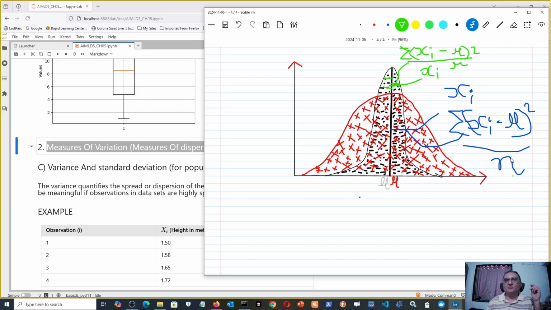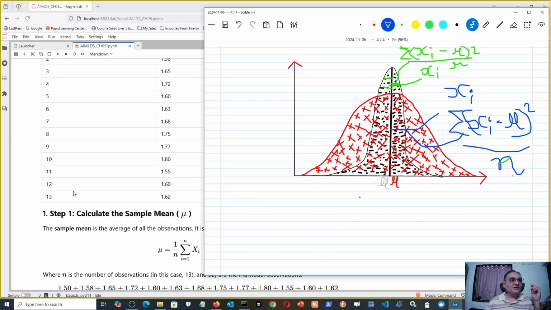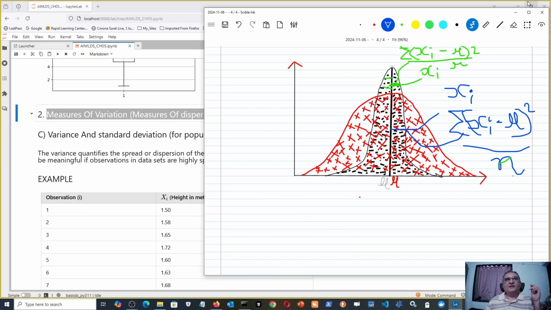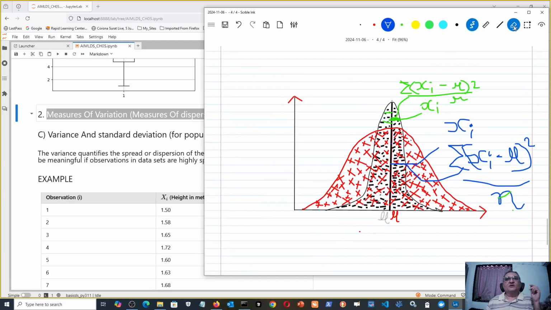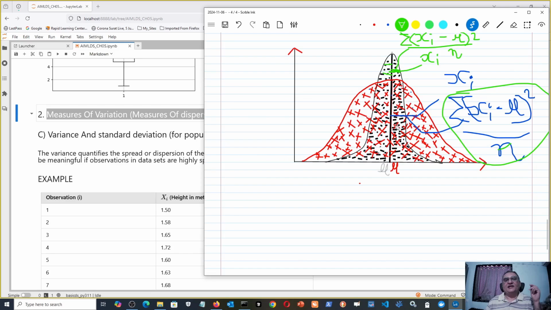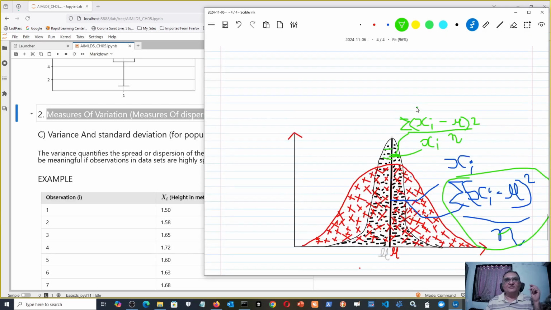Okay, here I have made a small mistake. It should not be divided by mu, it is divided by n. So we divide by the number of observations. This whole parameter is called the variance of the red data points, because while calculating it I am considering the red data points, and similarly this whole parameter is called the variance of my black data set.